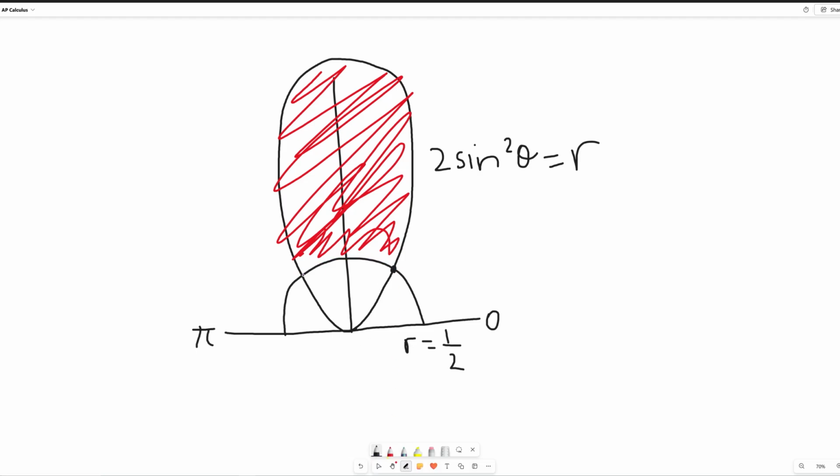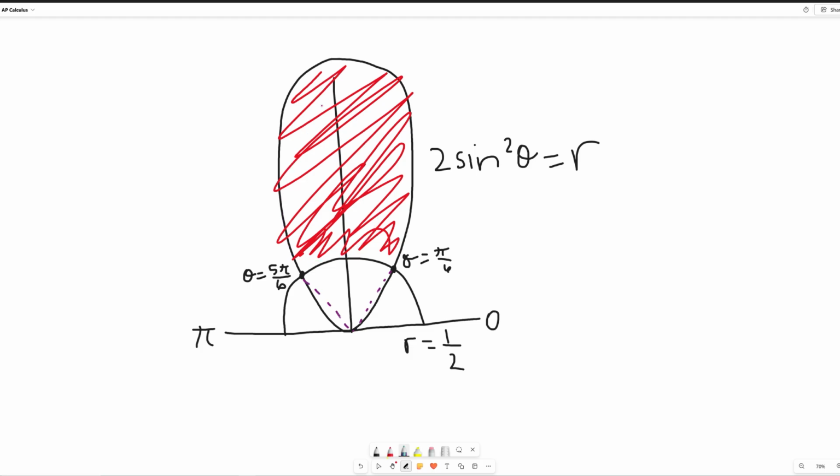So I will give you your intersection points as well. This is theta equals pi over 6, and this one is theta equals 5 pi over 6. So think about from the origin where this is going to come out from. If you want to find the area in this section, what would you have to do?